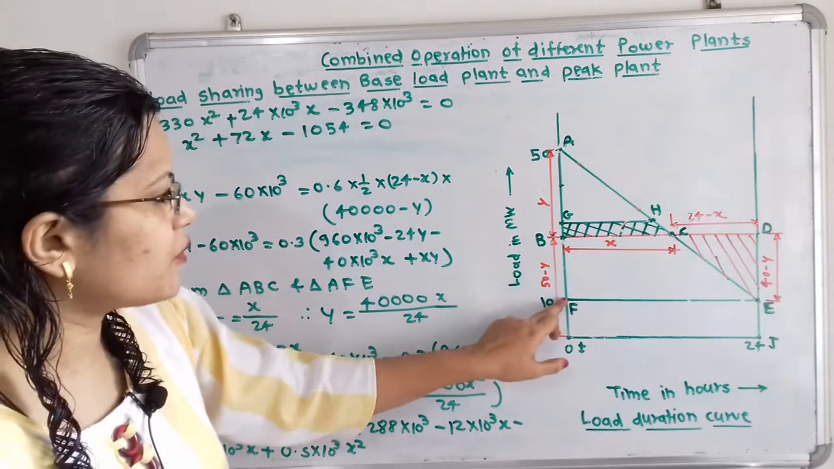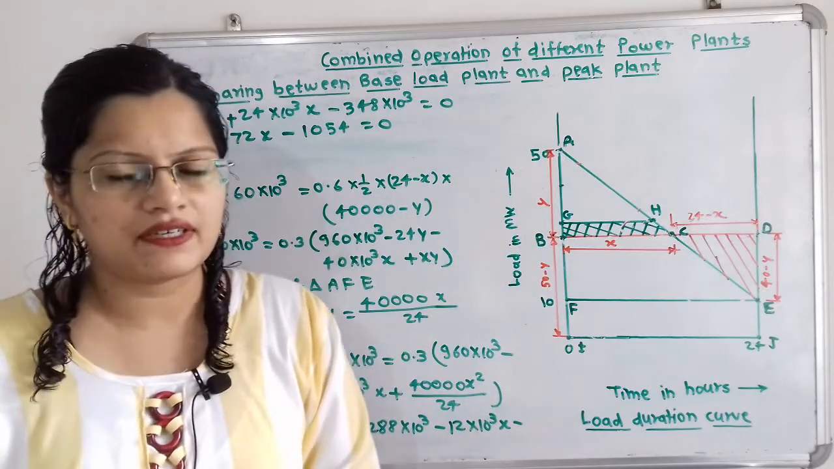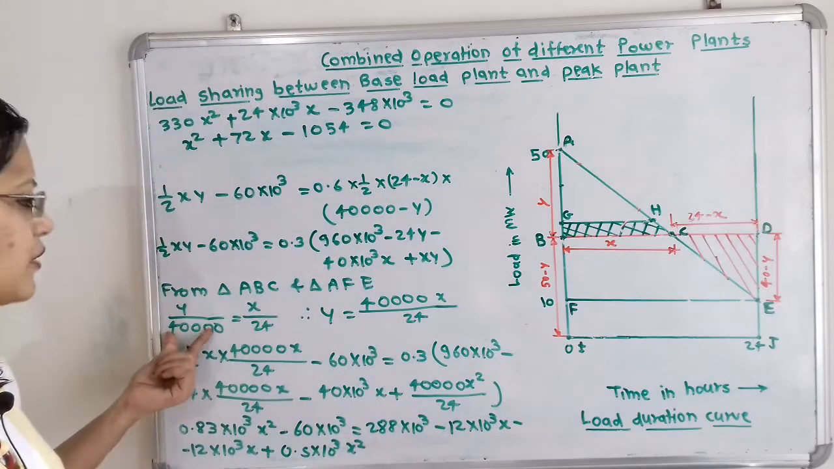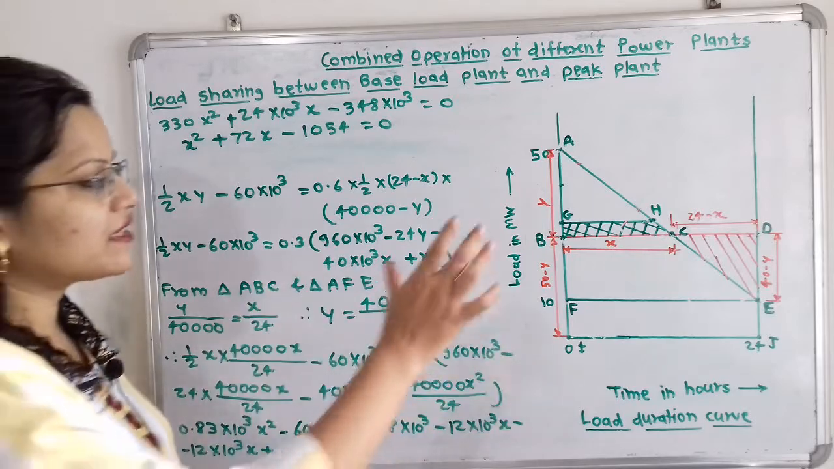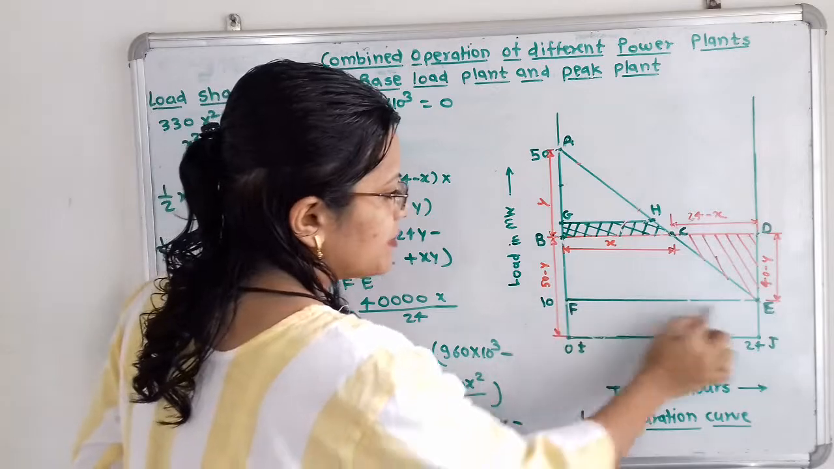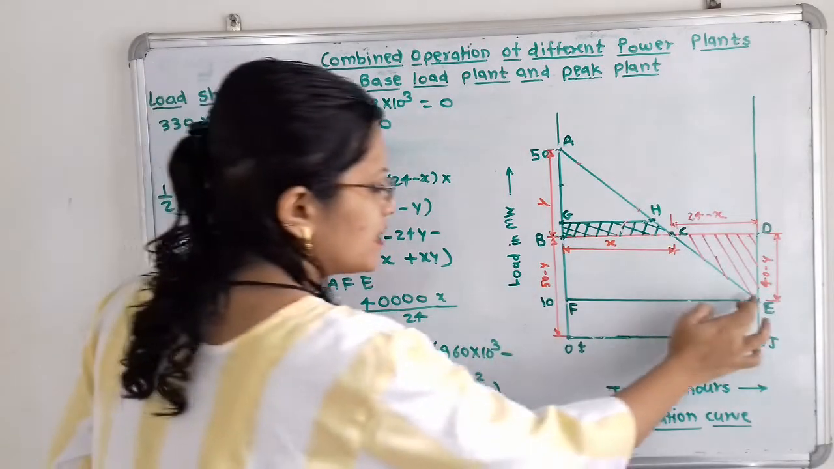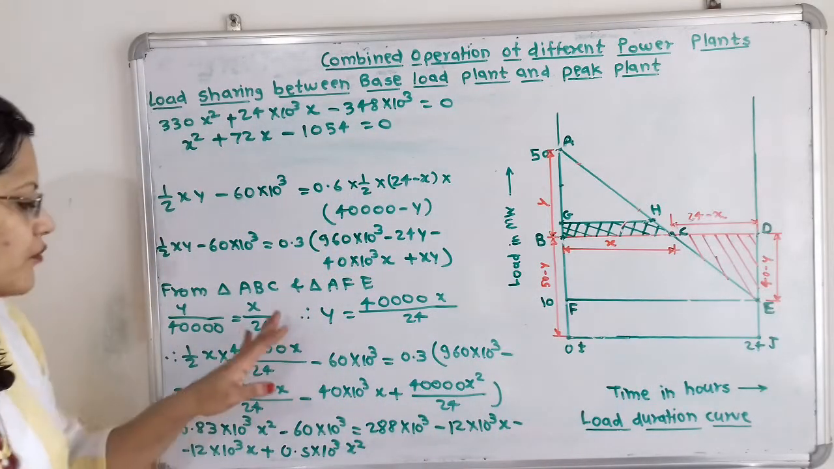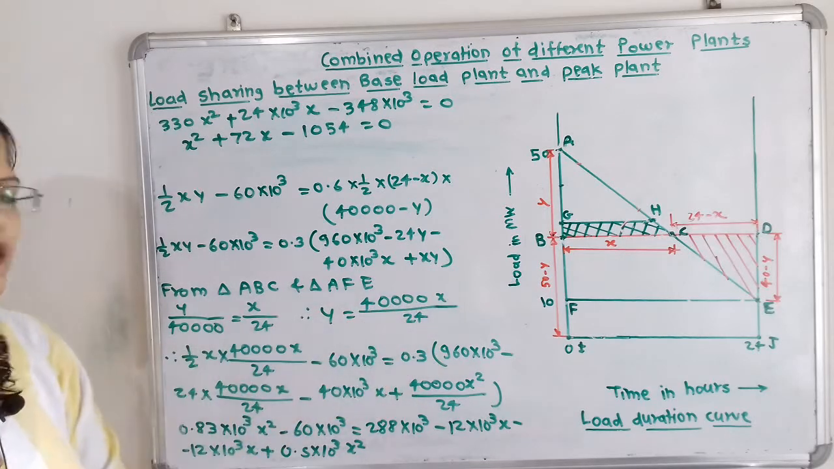If we observe from 10 to 50, what is this total distance? That is 40 megawatt. But here we will convert this into kilowatt, that is 40,000, which is equal to, now we will take the ratio of the base. So the base is this BC divided by FE. This BC is x hours and this FE is 24 hours. So x divided by 24. So we will calculate the value. Therefore y is equal to 40,000 x by 24.